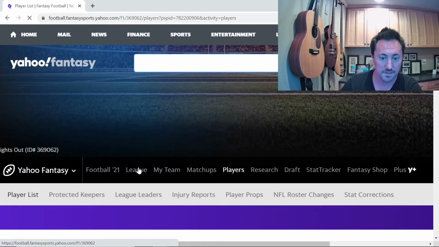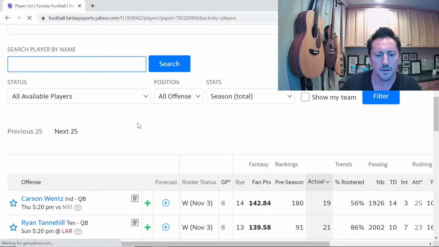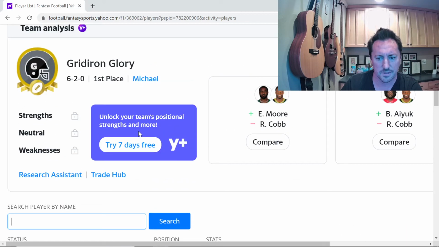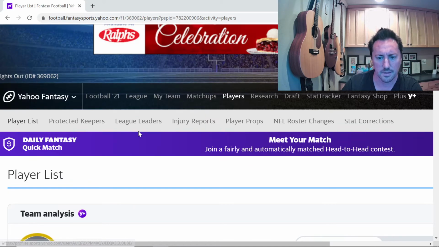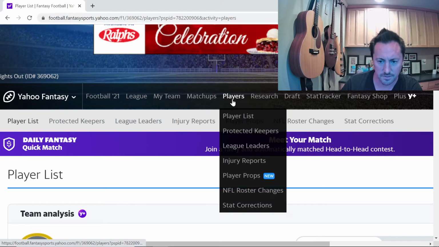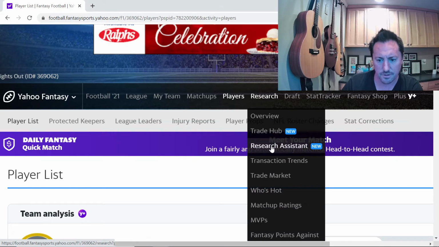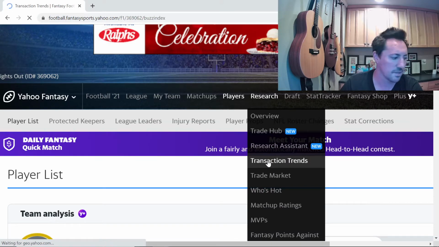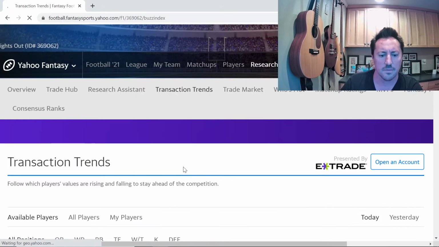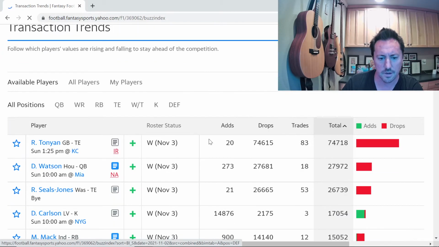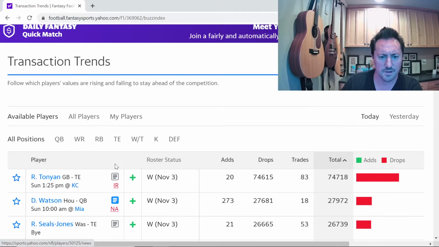And there's actually some pretty neat things you can do here. You can do this on the app, and you can also do this here on the actual website as well. So if you go to research, it'll show you transaction trends. This is a lot easier to find on the phone. But this shows you who other owners are adding, and it shows you the numbers that are being added. So you can see very clearly many people are dropping Robert Tonyan. Deshaun Watson is being dropped. But what we want to find are adds.